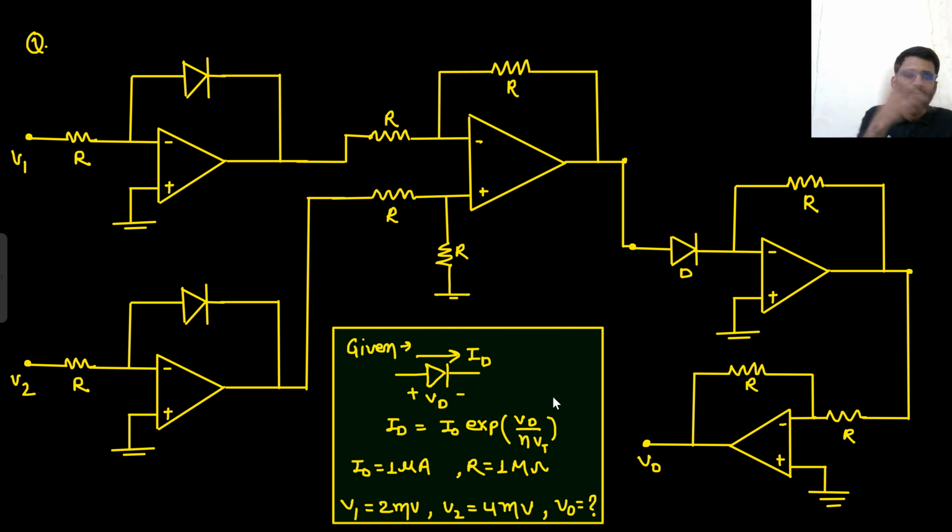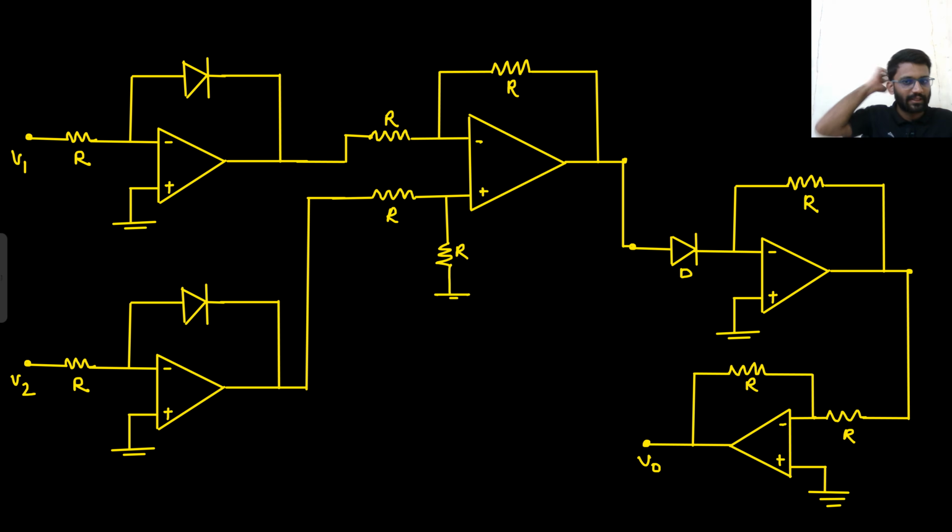This is a good question, or you can say it is very easy. There is an amplifier, log amplifier, anti-log amplifier. These expressions are given. Then you need to find the value of V naught. Okay, that's it. These are the questions only.